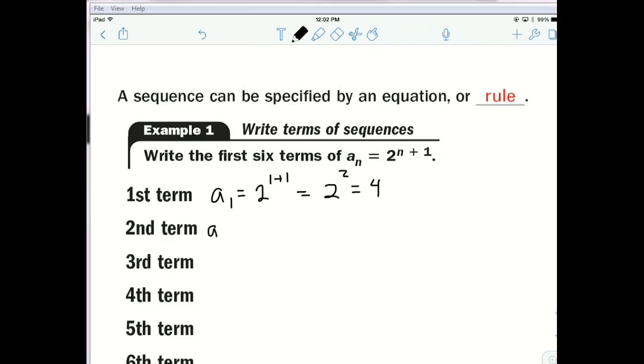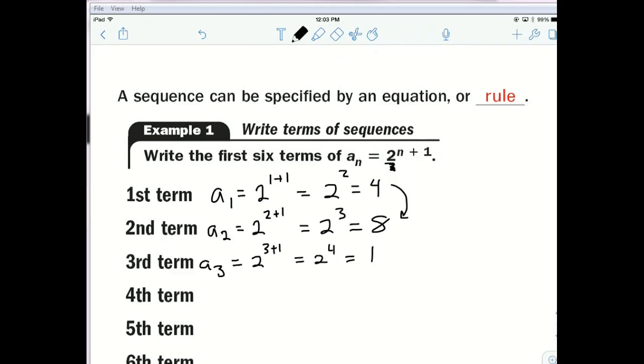So we could continue like this. The second term, A sub 2, is 2 to the second plus 1 up there. Okay? So it's actually 2 to the third, which is 8. And what you'll notice is that because we have a base of 2 here, we're going to be doubling. So if I go to the third term, it's 2 to the 3 plus 1, which is 2 to the fourth, which we know is 16. And the pattern continues, but this is how we will write explicit rules when it comes to sequences.